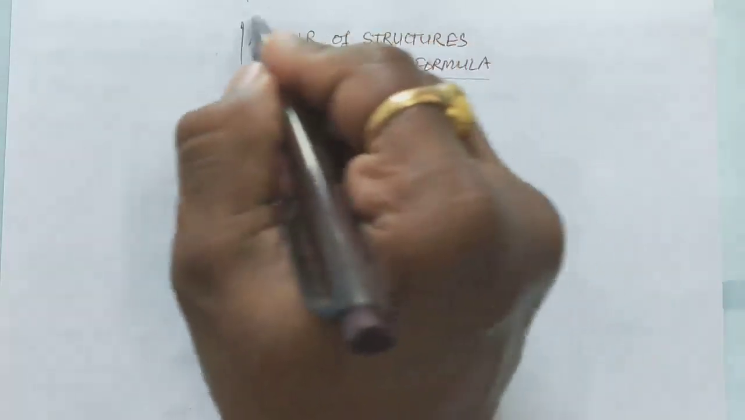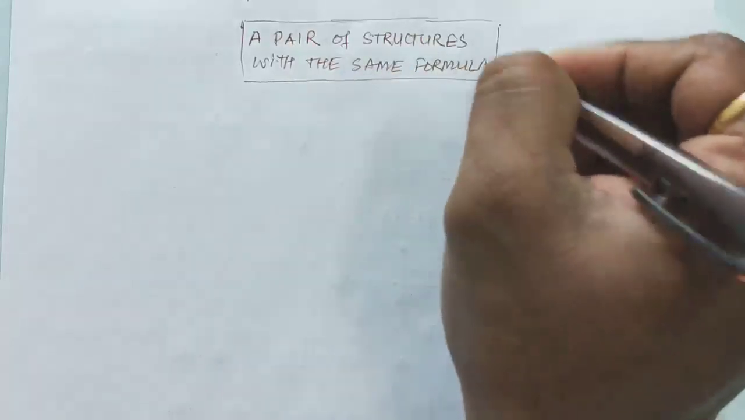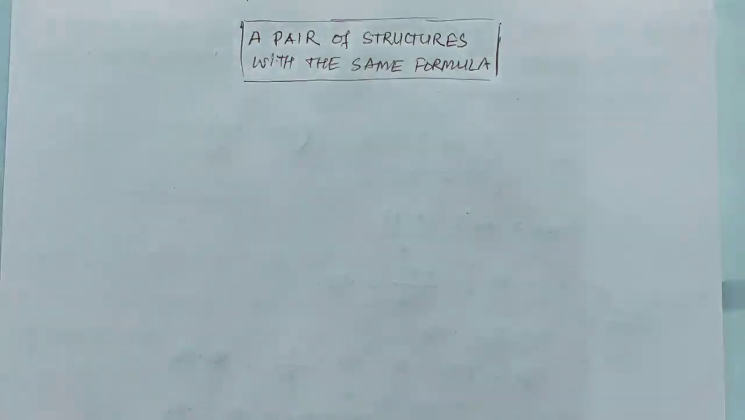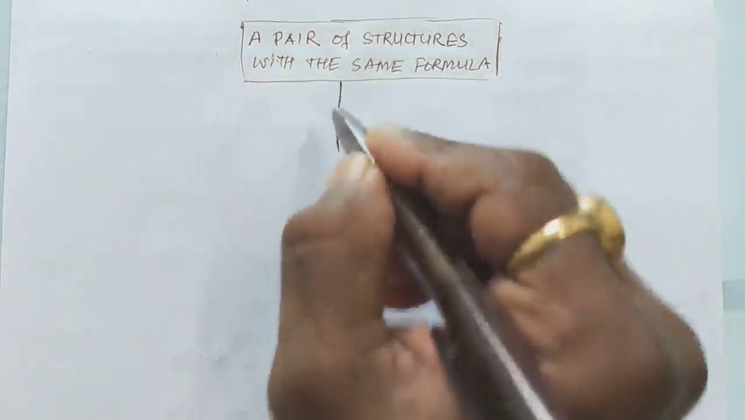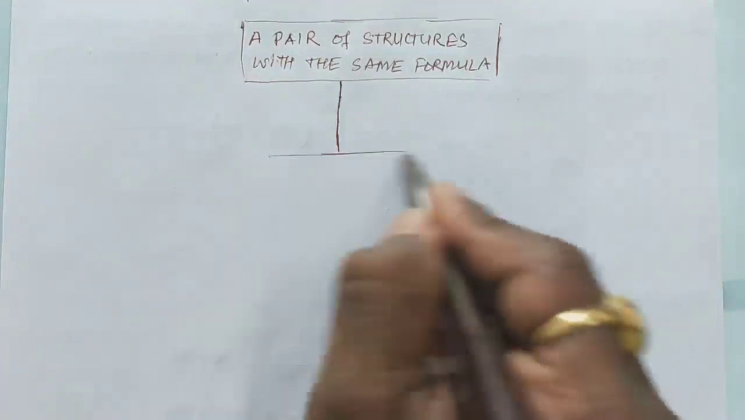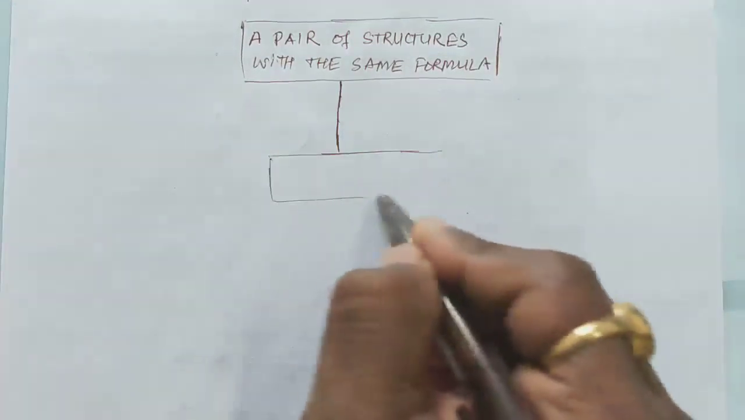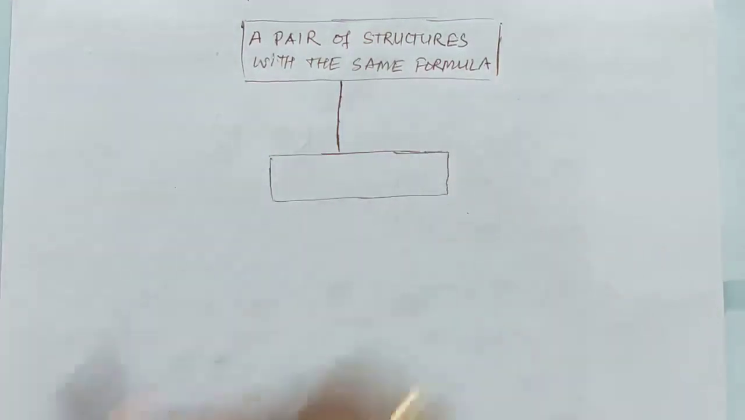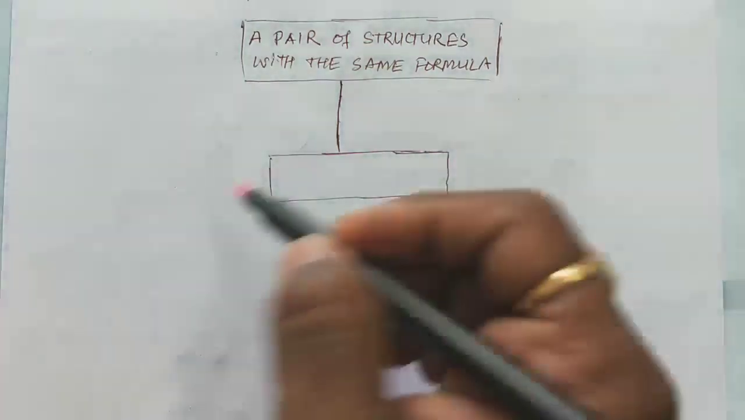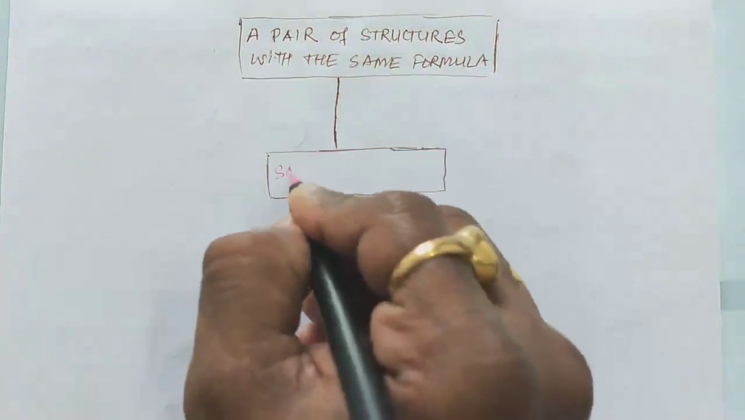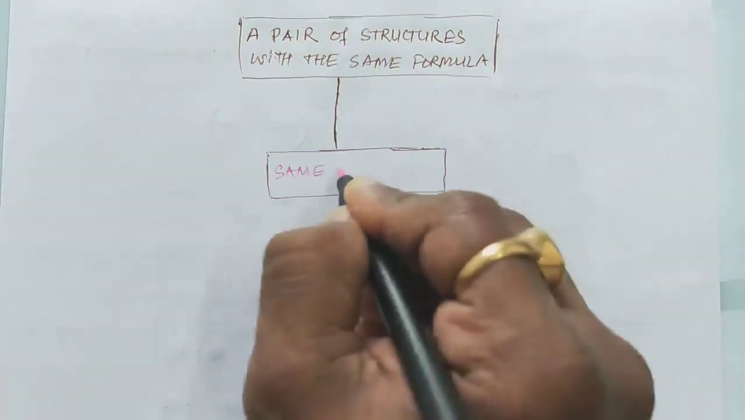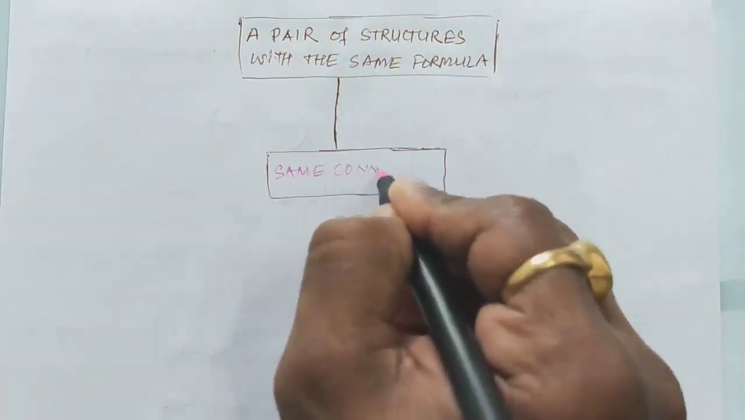Suppose that this is given. I am giving you some flow chart here. Now, what you have to check: same connectivity, check. This is the checkpoint. Same connectivity.